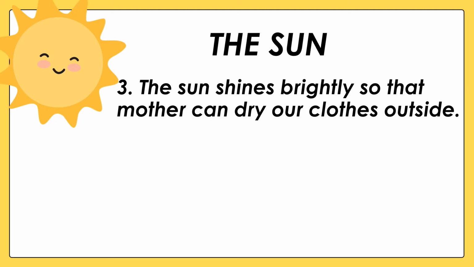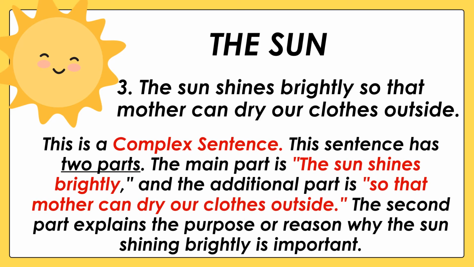Number 3, the sun shines brightly so that mother can dry our clothes outside. This is a complex sentence. This sentence has two parts. The main part is the sun shines brightly, and the additional part is so that mother can dry our clothes outside. The second part explains the purpose or reason why the sun shining brightly is important.